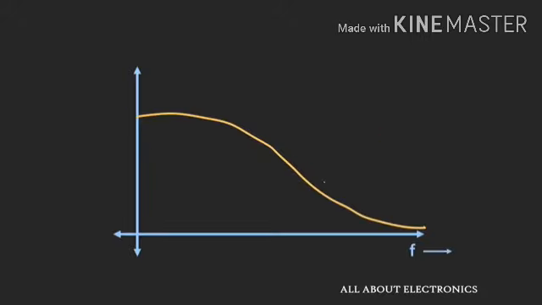So now if we plot the phase versus frequency curve, it will look like this. At 0 frequency the phase will be 0 degree, and at cutoff frequency the phase will be minus 45 degree. That means the output signal lags the input signal by 45 degree. And as we move away from the cutoff frequency, the phase will move towards minus 90 degree.